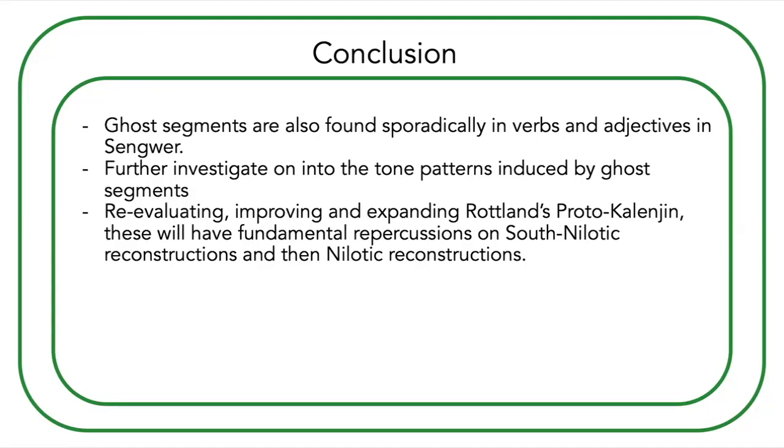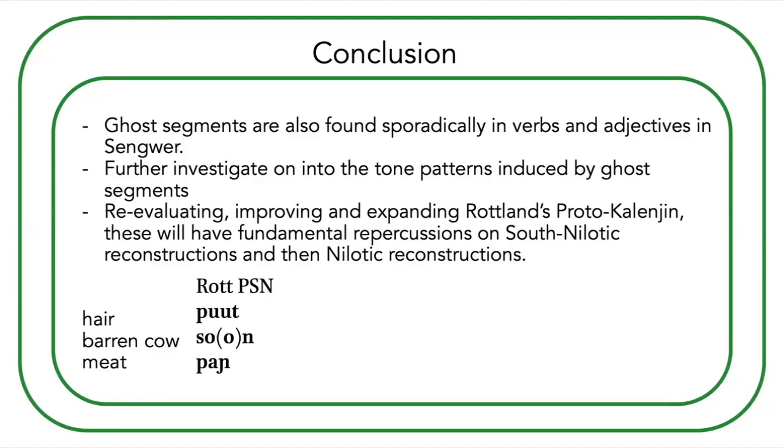And the most important thing, I think, is to reevaluate, improve, and expand on the Proto-Kalenjin, and then South Nilotic, and then Nilotic reconstructions. Because if we think that these ghost segments were part of the stem, then the reconstructions by Rottland are missing something. So we have here the word for hare, barren cow, and meat, which in Rottland's Proto-South Nilotic reconstruction end in a consonant. But if we look at Sengwer, we have a final vowel, which has become a ghost.